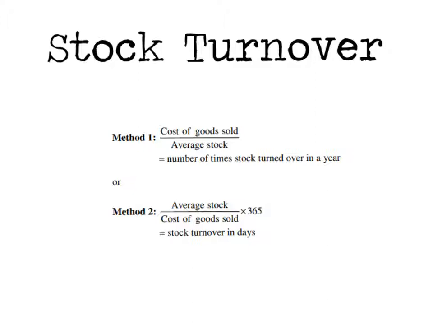Now, there are two methods of calculating it. Method one looks at just the number of times stock is turned over in a year, and that is your cost of goods sold divided by your average stock. And then you've got method two, which is based on days. So it's your average stock divided by your cost of goods sold. So that's flipped, but you multiply it by 365 to get your days.